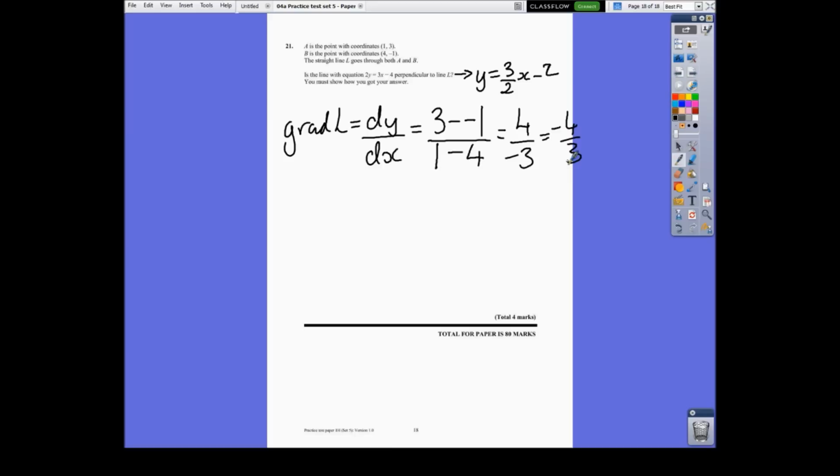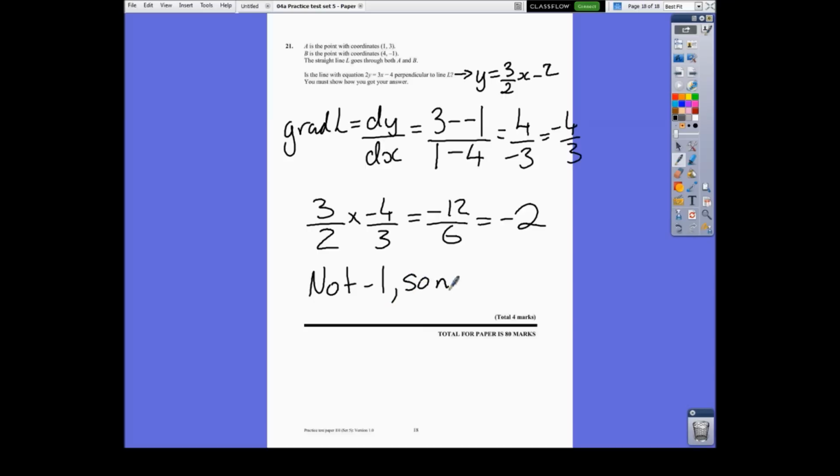However, to prove that, we can multiply the two gradients together, and if that gives us a product of minus 1, then that proves that they are perpendicular. So 3 over 2 for the first gradient, minus 4 over 3 for the second gradient. 3 times minus 4 is minus 12, and 3 times 2 is 6, which will give us minus 2. So these are not perpendicular. So this is not a product of minus 1, so not perpendicular.